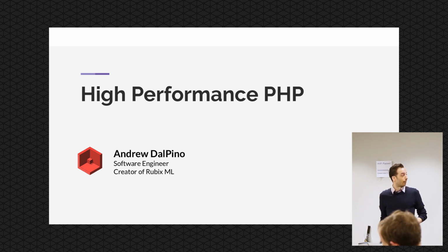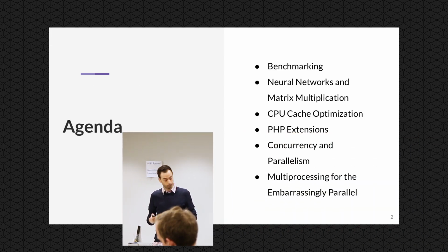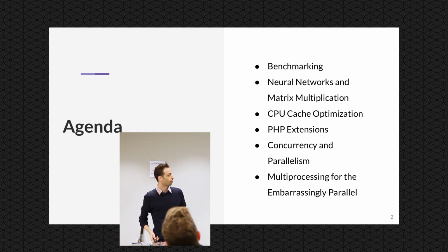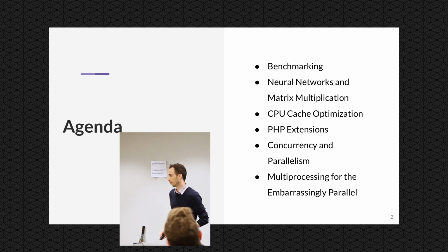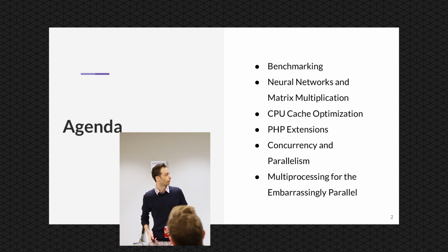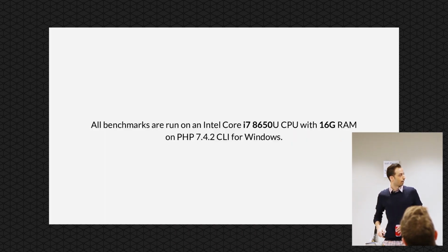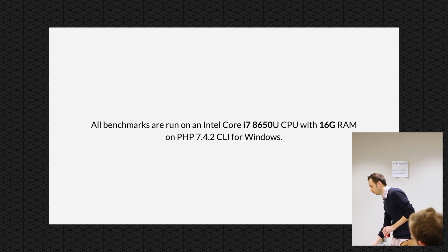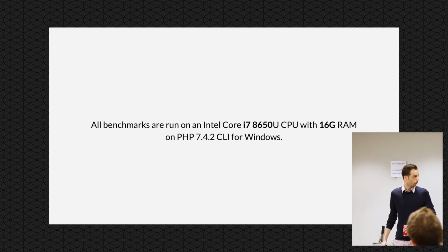So this is our agenda. We're going to go over benchmarking, neural networks and matrix multiplication, CPU cache optimization, extensions, concurrency and parallelism, and multiprocessing for the embarrassingly parallel. Don't worry if you don't know what any of that means. We'll get to it. All the benchmarks that I'm going to show here are on an i7-8650, just a run-of-the-mill CPU, 16 gigs of RAM, PHP 7.2 on Windows.